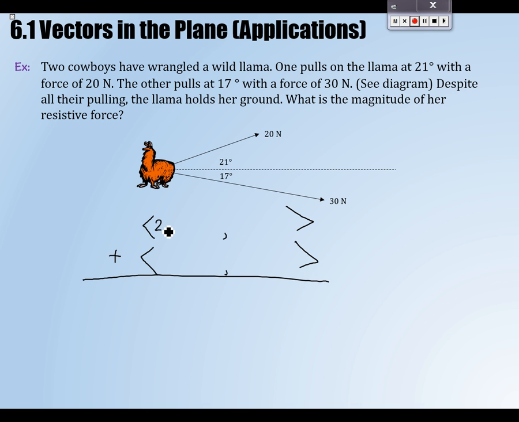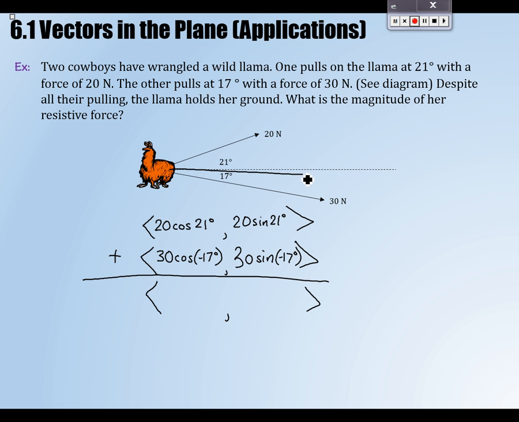Well, it would be 20 cosine 21 plus 30 cosine negative 17. That would be one component of the force. And over here, 20 sine 21 plus 30 sine negative 17. Add those together. And then, just because I want to give you about a minute here, that's the setup. Once you get that, you'll have the total force applied together by both of them.